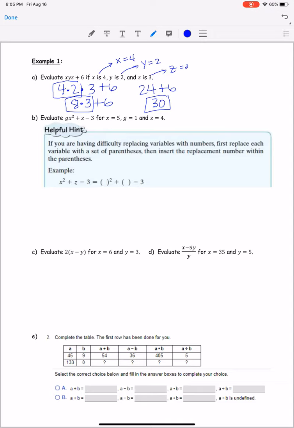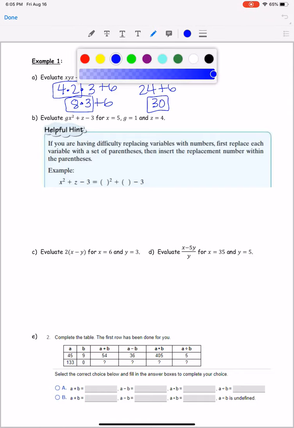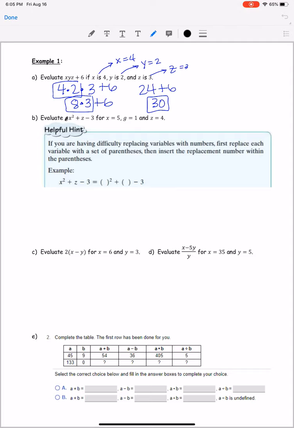On B, I have a little bit of a typo. This G isn't supposed to be here at all. So I'm just going to mark out this G here, and we're not supposed to have this G equals 1 either.